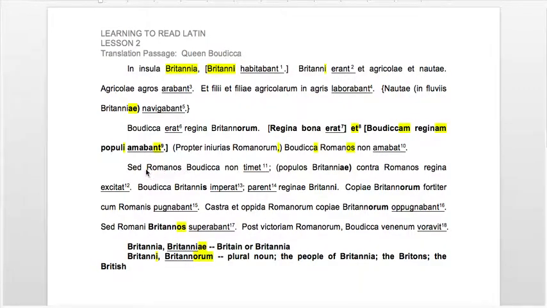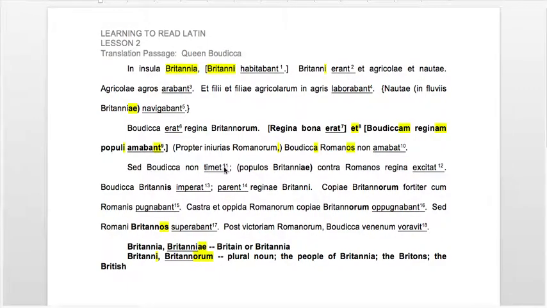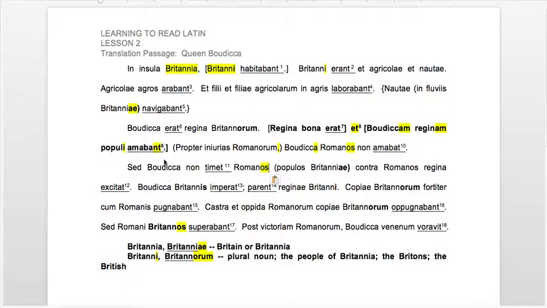Some of you also fell into the trap of using Romanos as the subject of the verb timet in the next sentence because it is the first noun in the sentence. Remember that we're reading Latin, and it is our job to focus on the inflection. Os is always an accusative inflection, and that means that when you phrase this sentence into English, Romanos cannot come in front of the verb but must be used after the verb. And the reason that's true is because in English, direct objects follow the verb. So the actual word order that you want to use is this: Boudicca non timet Romanos.